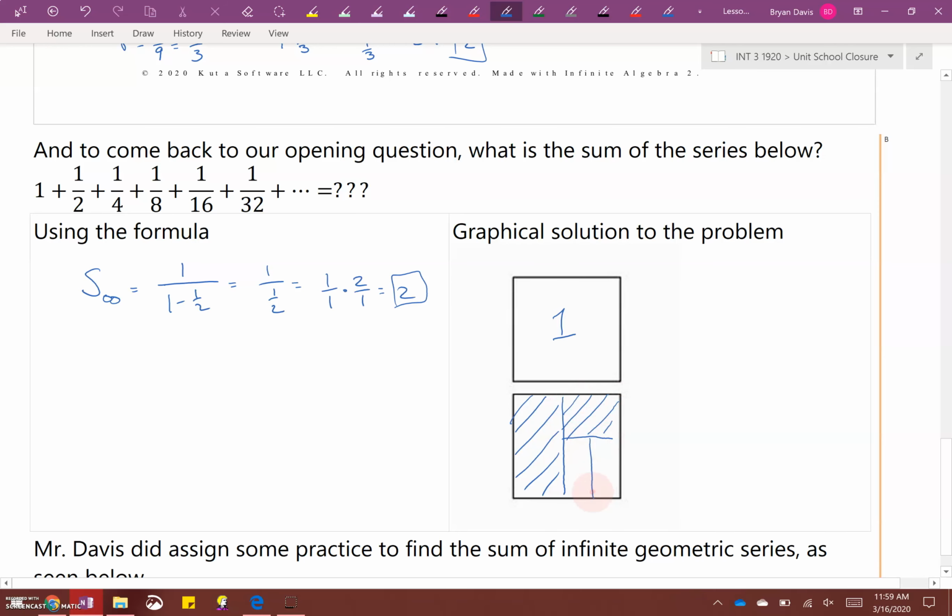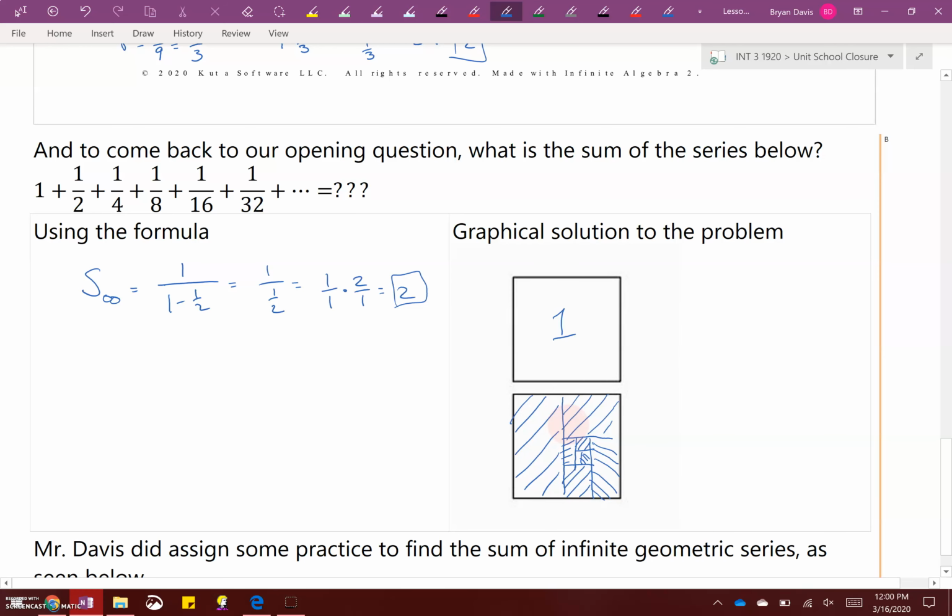And then I want to add an eighth. And then I want to add a 16th. I'm taking half of what's left every time. And then I want to add a 32nd. And then I want to add 1 over 64. And then I want to add 1 over 128. And if I were to continue this forever, I hope you can see that I would fill in the entire area of this square of unit 1.